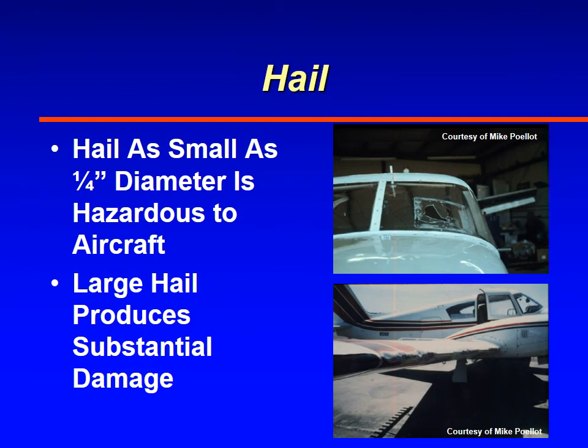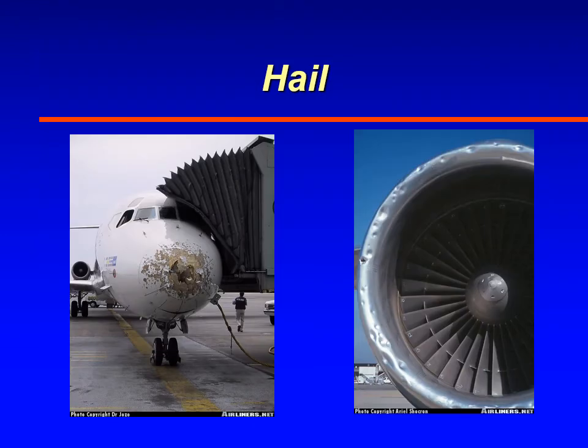Here are some hail damage pictures. Hail as small as 1/4 of an inch in diameter is hazardous to the aircraft. In other words, small hail like that can usually chip away paint. Bigger hail produces bigger dents. You can see a picture there of a Piper Twin Comanche that took a hailstone through the windshield. That produces substantial damage. Airliners are not immune to hail damage.